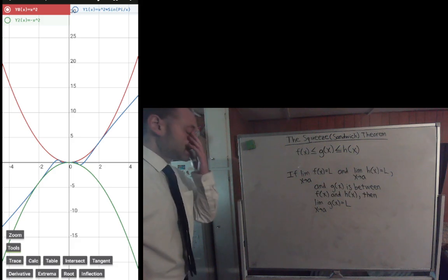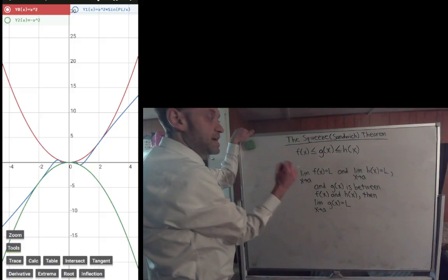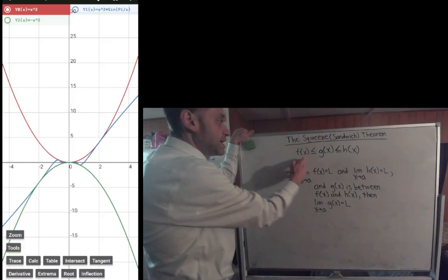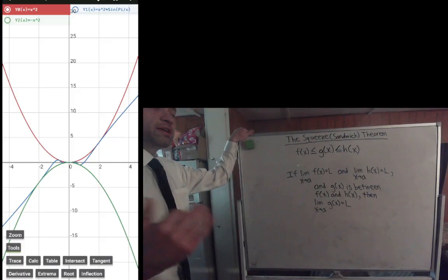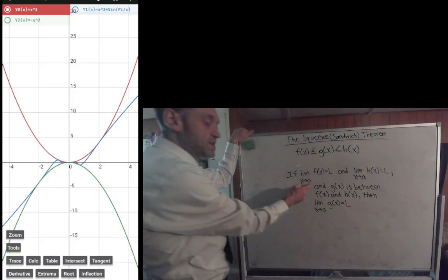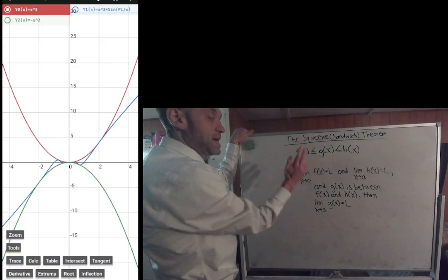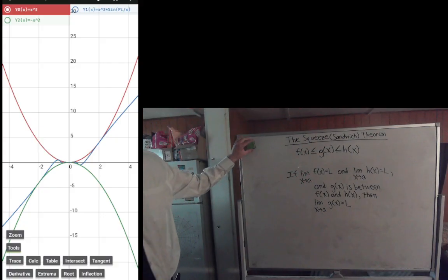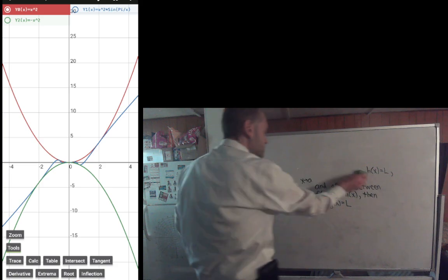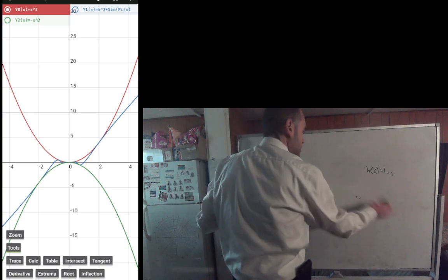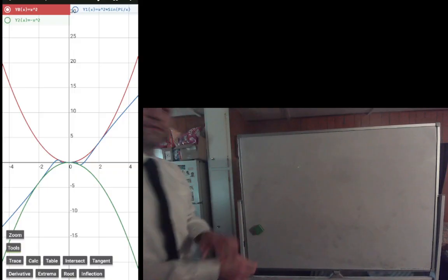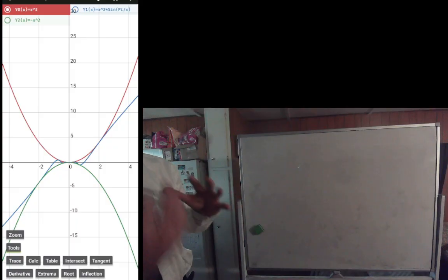So that means if g of x is between the two other functions, f of x and h of x, and f of x and h of x have the exact same limit as x approaches the same number, then g of x will also have the same limit as x approaches that number. Now, that graphic on the screen illustrates why this is called the squeeze or the sandwich theorem, because you have one function squeezed or sandwiched between two others.